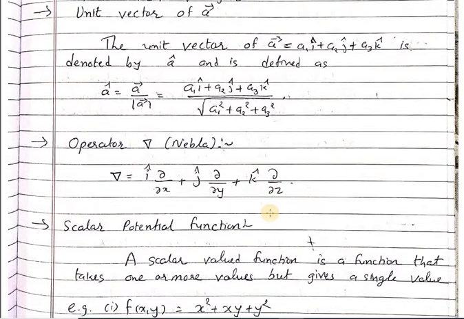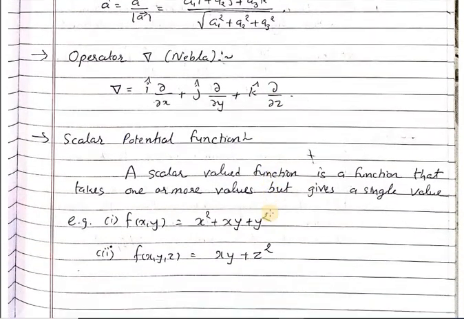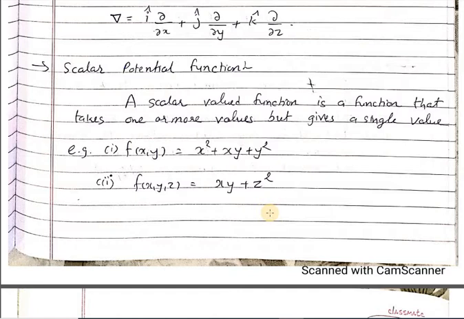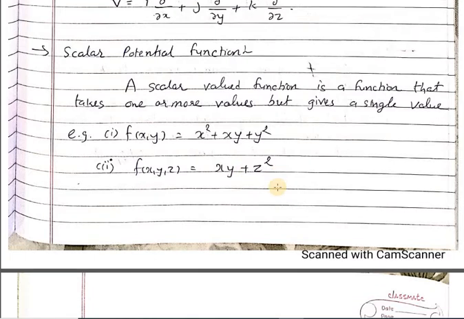First, we are going to define the scalar function. A scalar valued function is a function that takes one or more values but gives a single value. That means it is defined for any number of variables, but the answer is always in the form of one real number. For example, f of x comma y is equal to x square plus xy plus y square, or f of xyz is equal to xy plus z square.